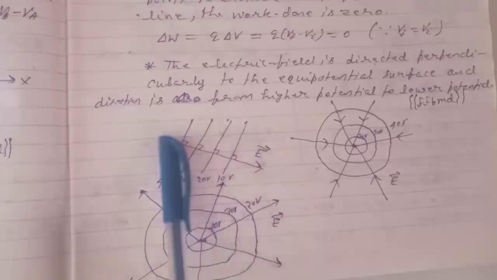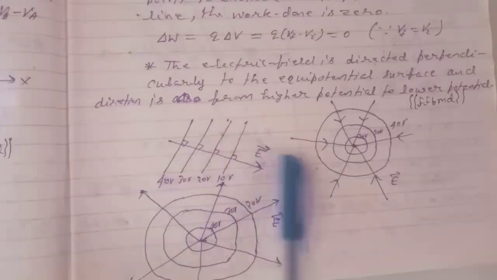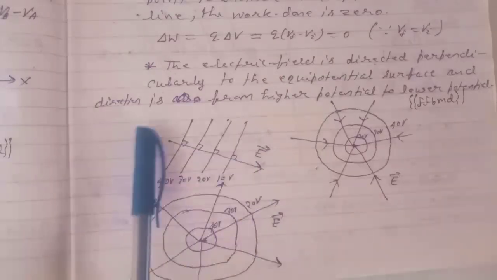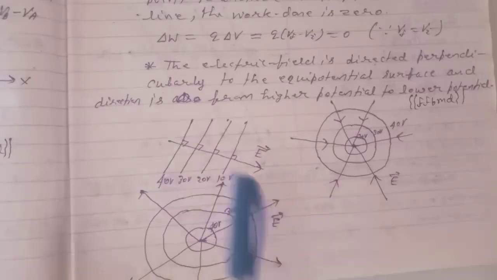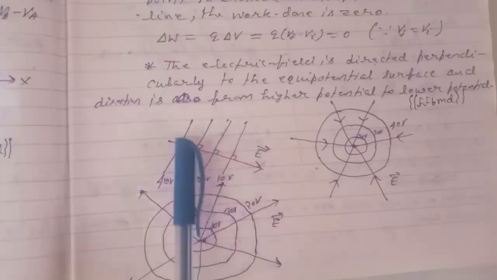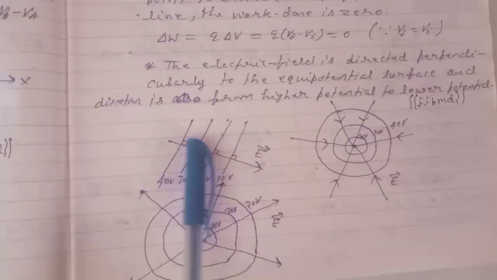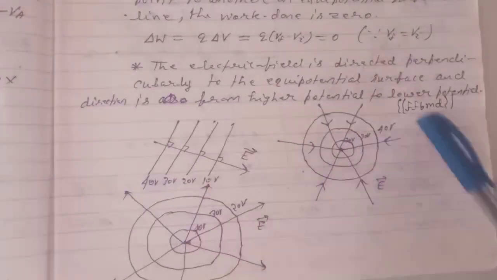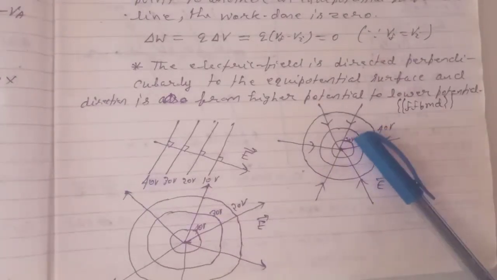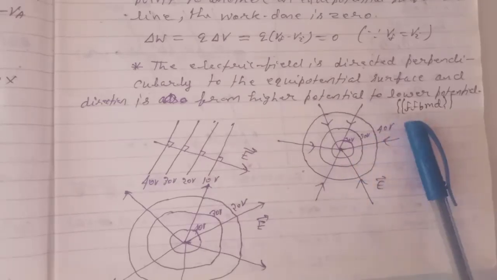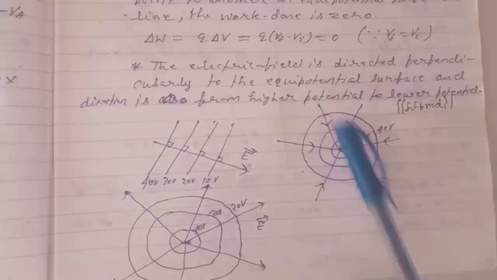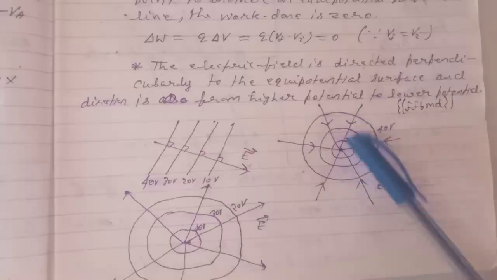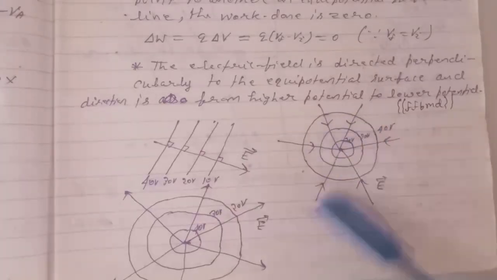Going from left to right, the potential is decreasing, so the electric field direction will be from higher potential to lower potential, and electric field lines will be perpendicular to every line. So this is perpendicular, this is perpendicular, this is perpendicular. Here again we can see that this is 40 volt, 30 volt and 20 volt, so the field will be from higher to lower. So electric field lines will be like this and will be everywhere perpendicular to the line. So every field line is perpendicular to the equipotential surface or line.